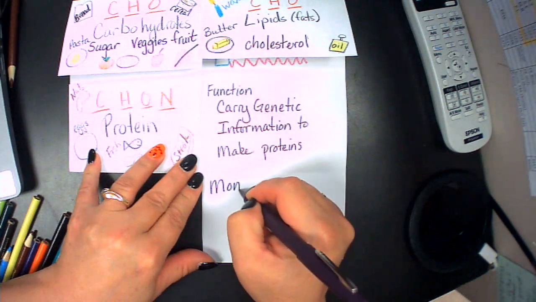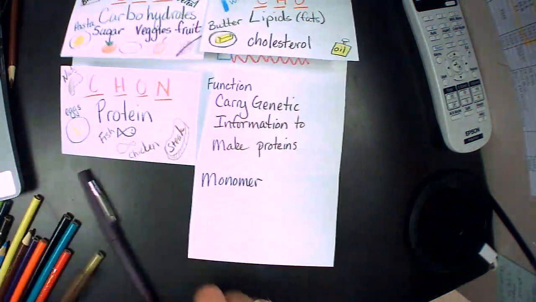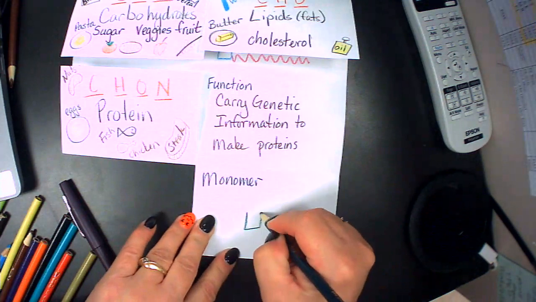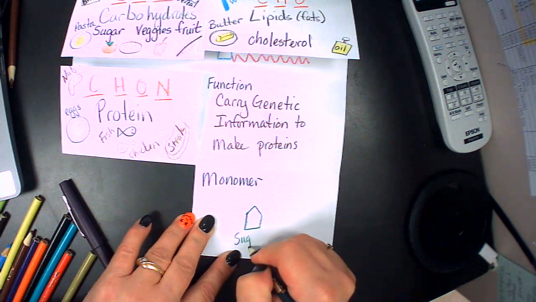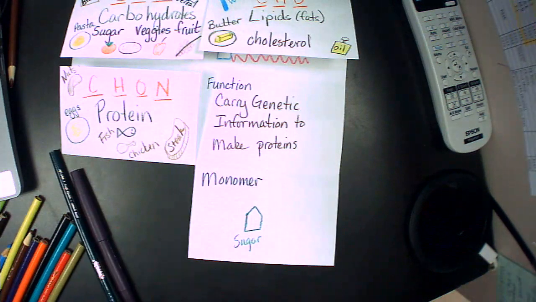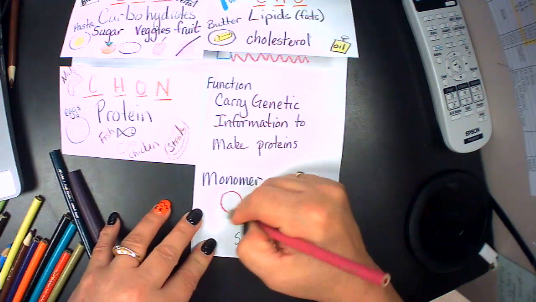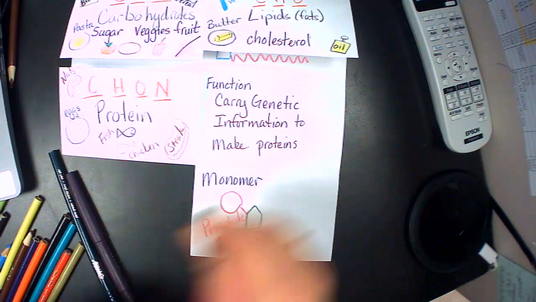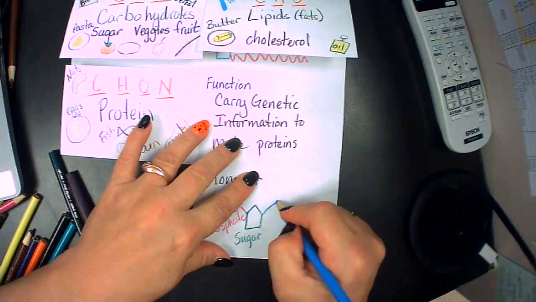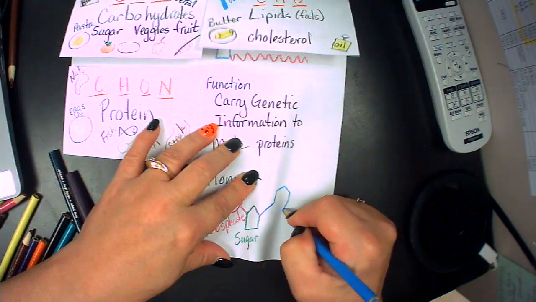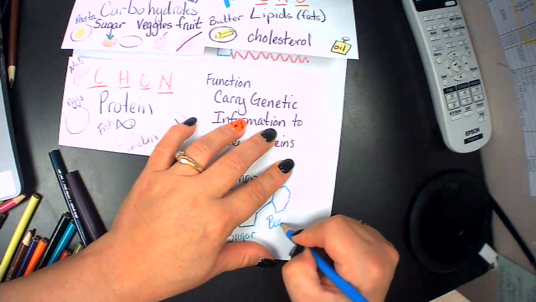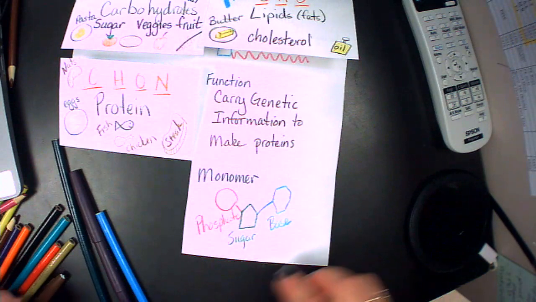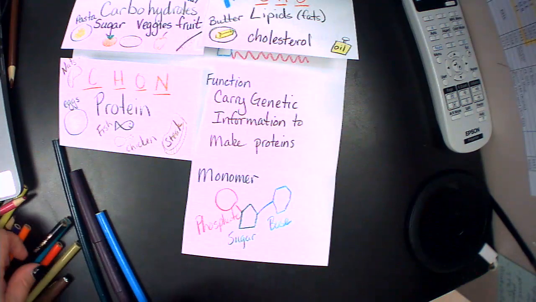And the monomers of nucleic acid are a sugar group, sugar, and it is connected to a phosphate group. And over here, it's connected to a base. So sugar-base phosphate is in fact the monomer. Okay, it's one of those rungs.